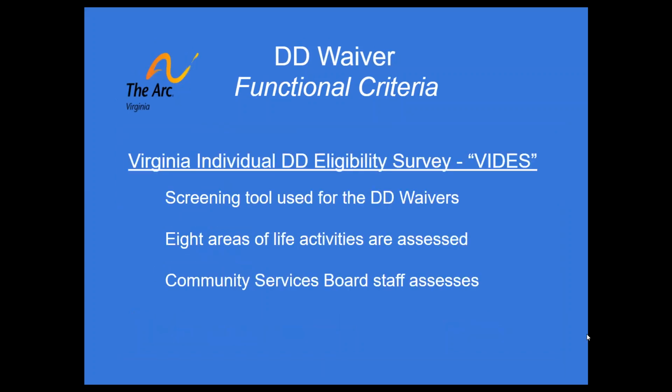The VIDES is the assessment tool used to determine if the person meets the functional criteria for the DD waiver. It assesses the person's functional dependencies in those 8 areas that were on the previous slide. A representative from the local community services board does the VIDES assessment with the person who is seeking a waiver and any other person that the person wishes to have present to give information. For children, parents are always included, and for adults, often family members provide information also.